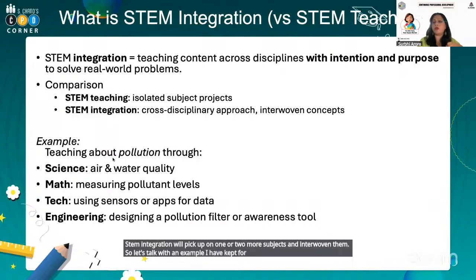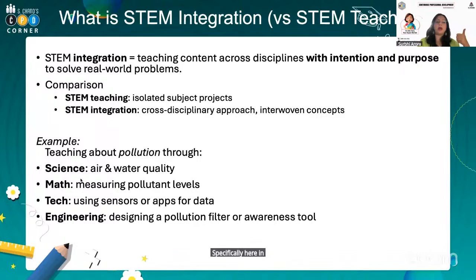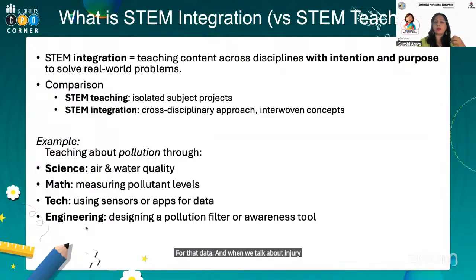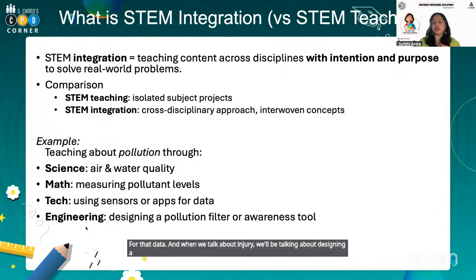Now, when we talk about pollution, specifically here, in case of science, I will talk about air and water quality. When I'm talking about math, we are talking about measuring how many pollution levels there are. When we talk about tech or technology, we'll use sensors or apps for that data. And when we talk about engineering, we'll be talking about designing a pollution filter or awareness tool.